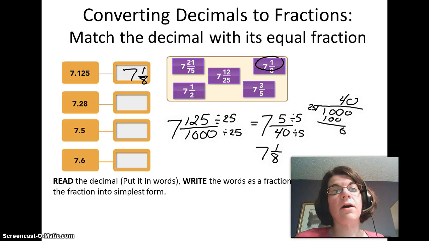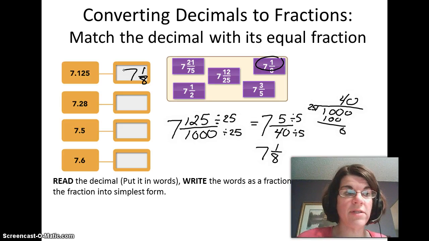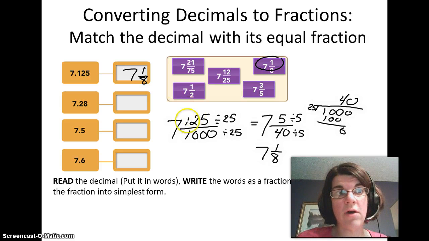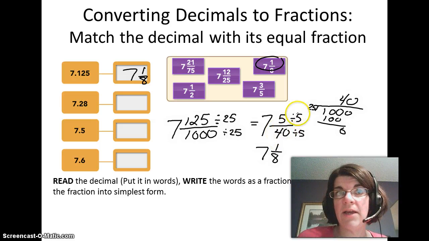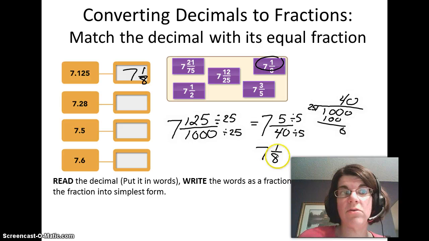You read it in words, look at the place value, write it as a fraction, and then reduce it down into simplest form. Remember, when you're reducing, just to review reducing, which you should have done last year, whatever you divide the numerator by, you must also divide the denominator by the same thing, and it must go in there evenly. So like 25 can divide 125 evenly 5 times, and 1,000 can be divided by 25 and we get 40. And then you keep dividing until you end up with either a prime or the numerator can no longer be divided by a common factor that goes with the denominator. So if there's no other common factor that divides both of them, then it's in simplest form.